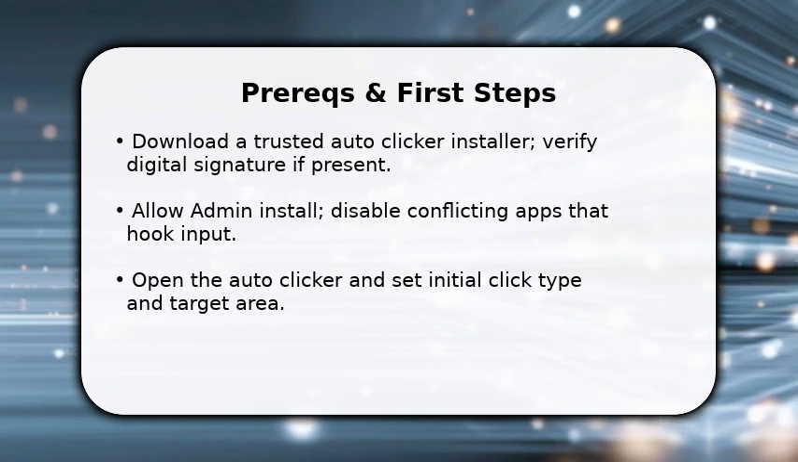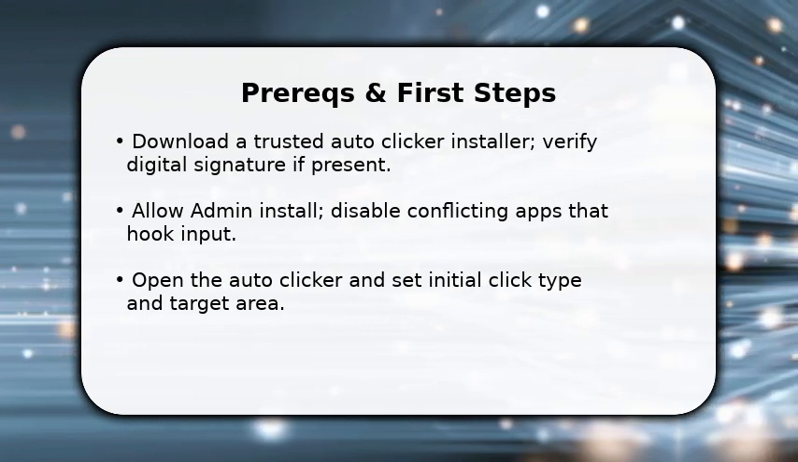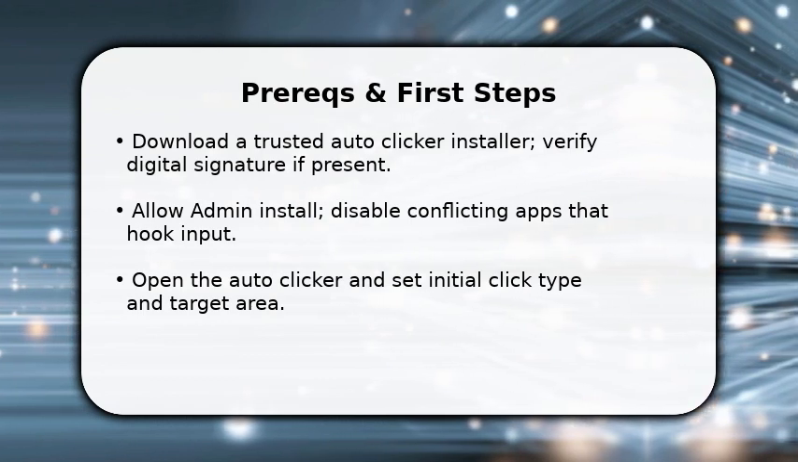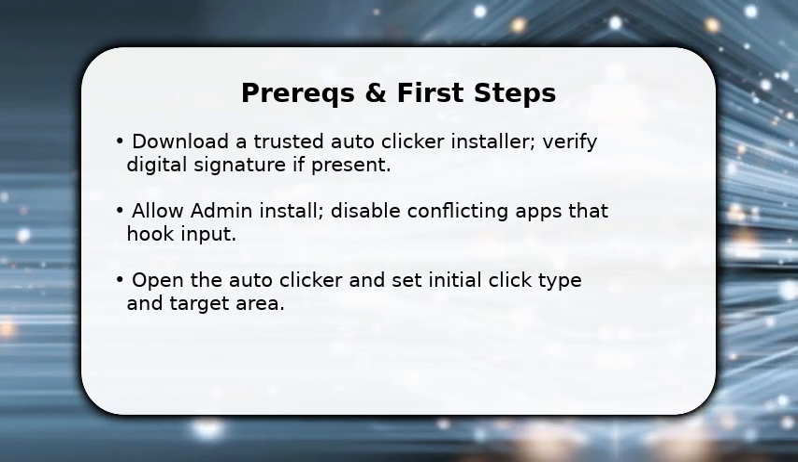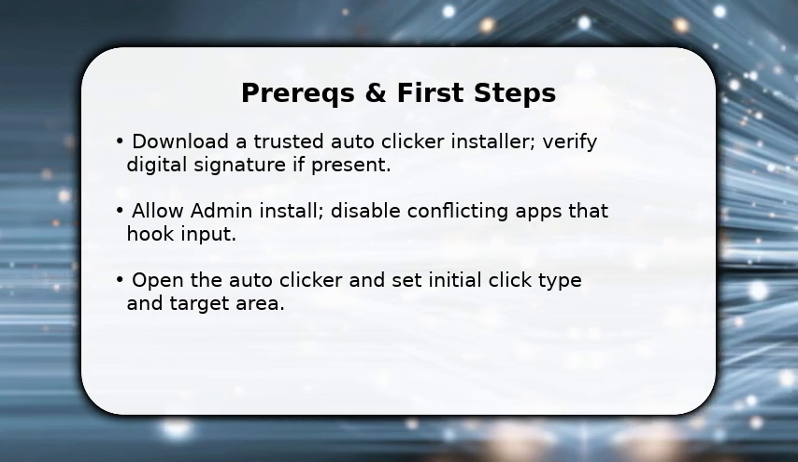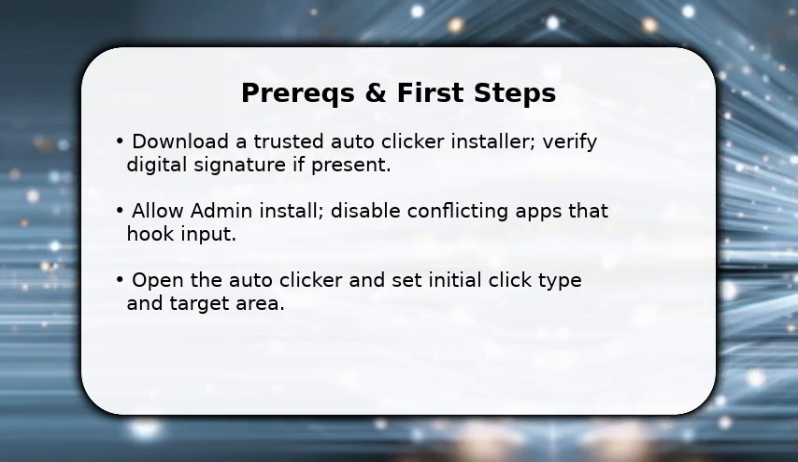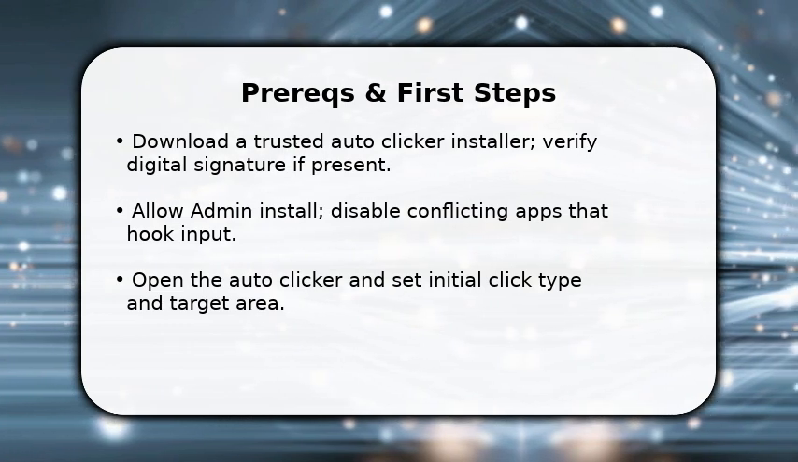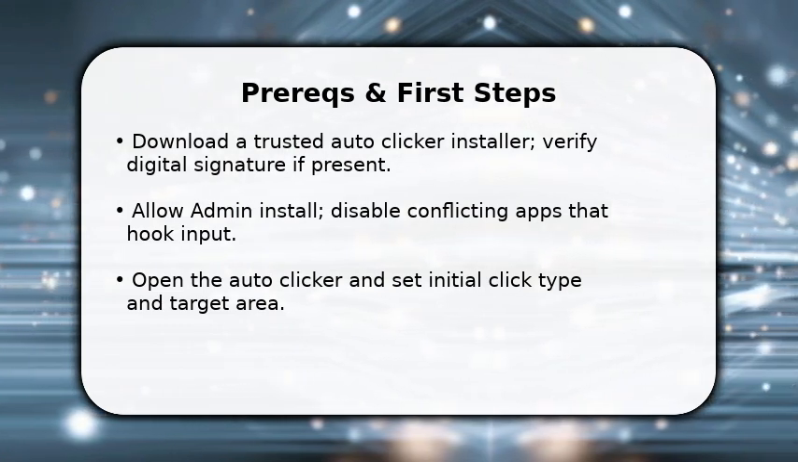After installation, launch the app and immediately choose click type, left, right, or middle, and pick a simple target area by dragging a box or clicking to set coordinates. Make sure to test with a 1-2 second interval first so you see behavior before lowering delay.